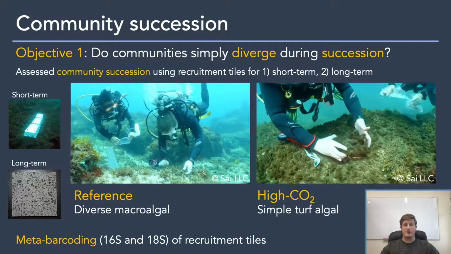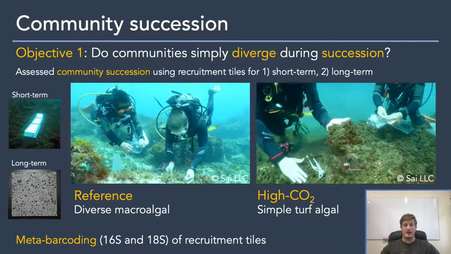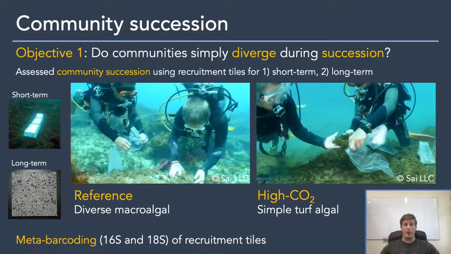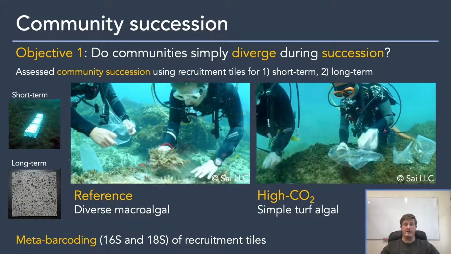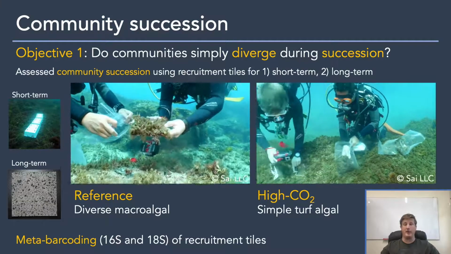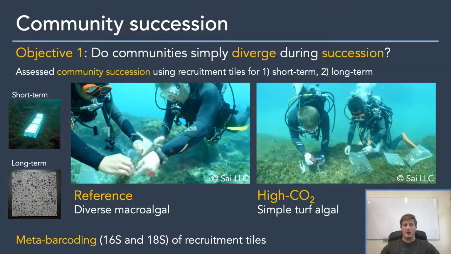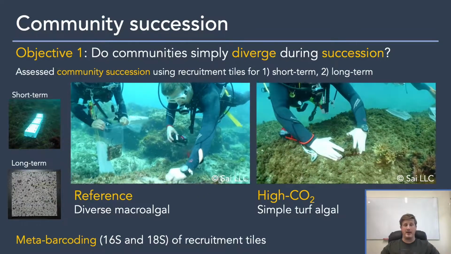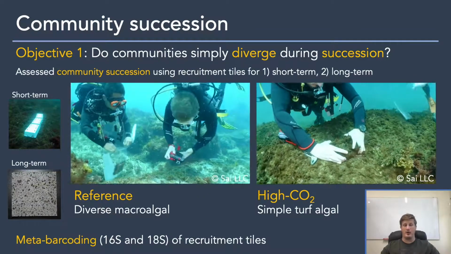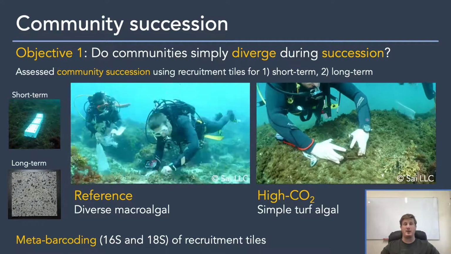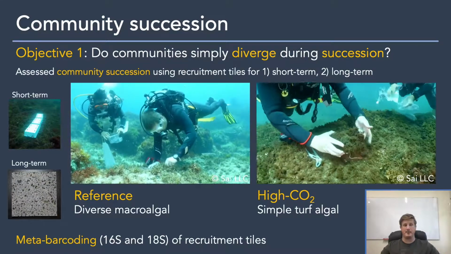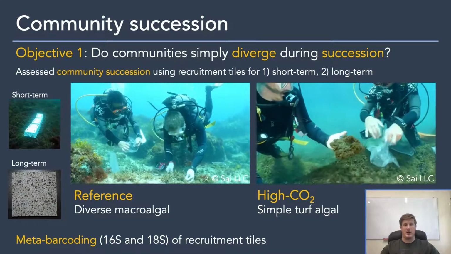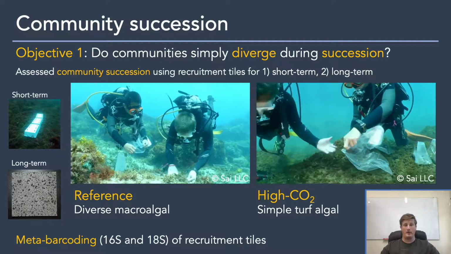Now, all of these comparisons were between the reference pCO2 site outside the influence of the CO2 seep in Shikine and the high CO2 site, where the conditions are what we predict for the end of the century under the RCP 8.5 scenario. We were interested in how the community composition would differ, and to get a better indication of this, we utilized meta-barcoding, so we could also assess how the taxonomic diversity was affected. The videos shown are just what some of the tiles look like after about a year of development.